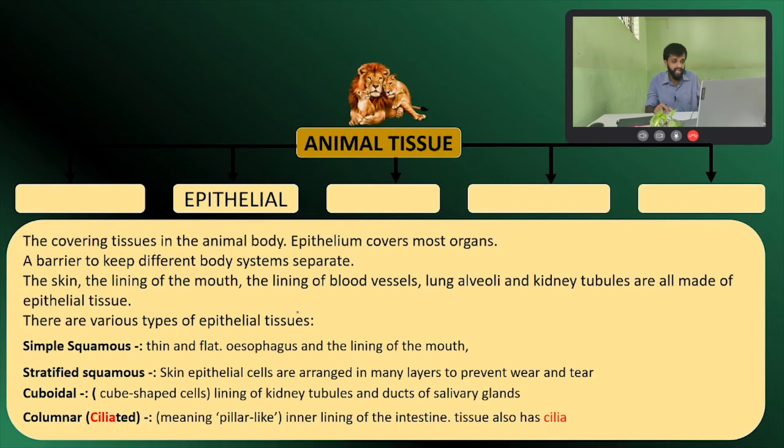Next is stratified squamous. The skin epithelial cells are arranged in many layers to prevent wear and tear. Now, to give you an example, sometimes you are going somewhere and you rub against a wall, and the wall was of cement, and then it'll create some lines and some skin might peel off, but blood doesn't come. There's no flow of blood, but at the same time, if you are pierced with a needle or a pin, then suddenly blood will start oozing out.